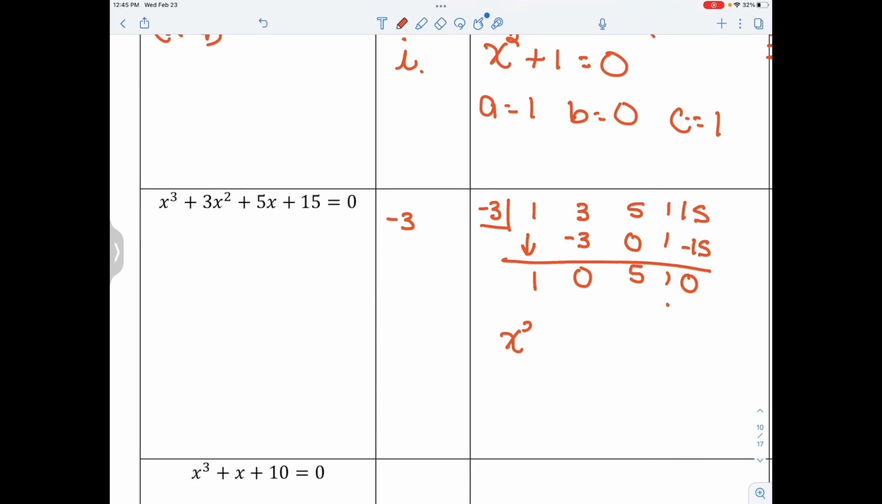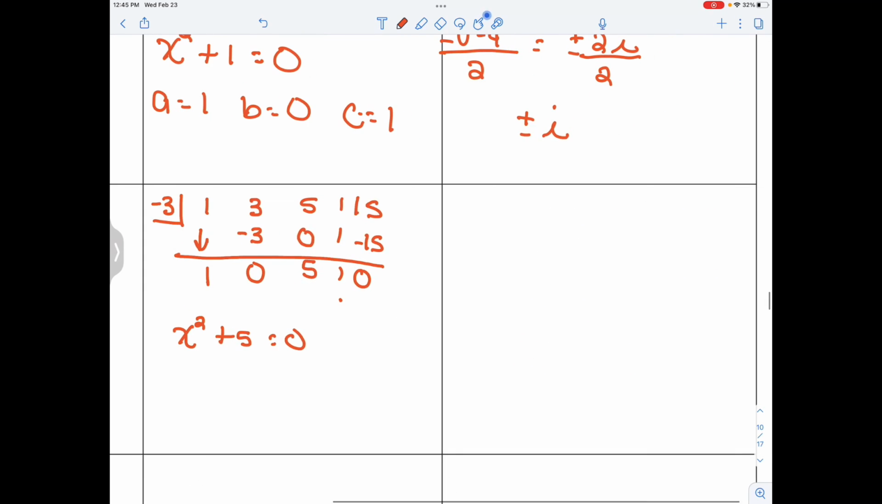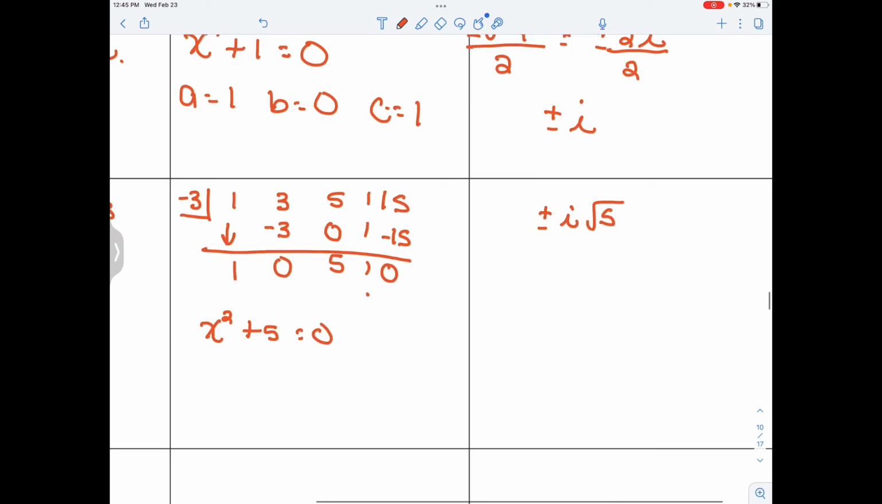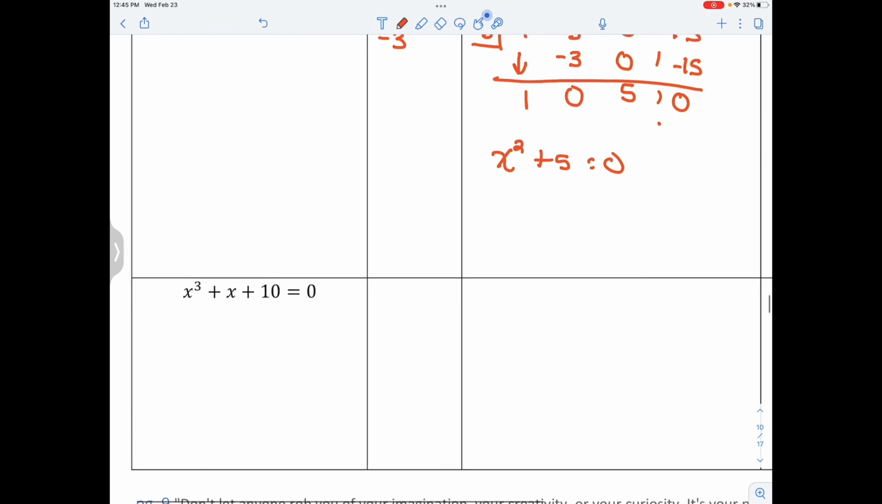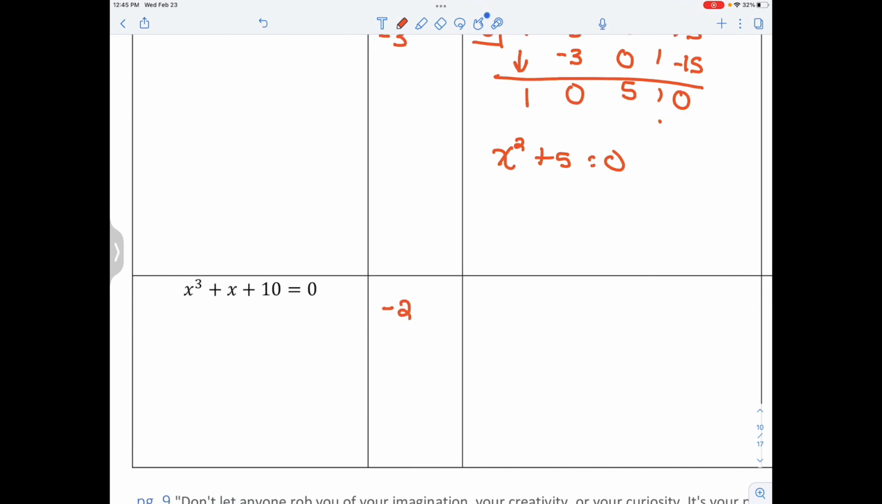So I get x squared plus 5 equals 0. And when I do the quadratic formula, I get plus or minus the square root of 5 i. Okay? And you can use the quadratic formula to verify that. And then on the next one, when I graph it, I have a solution at -2.